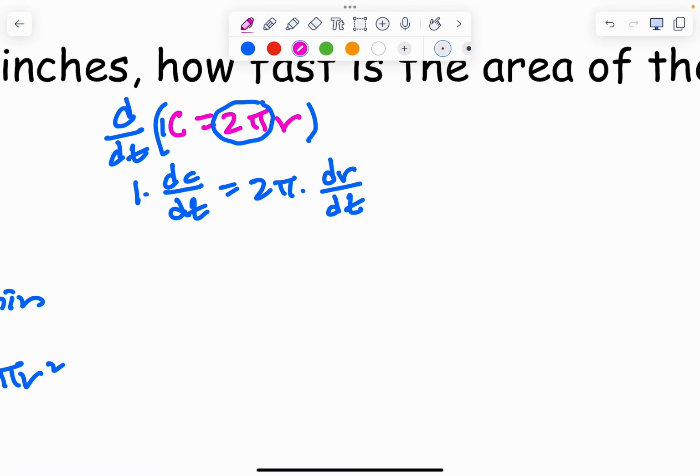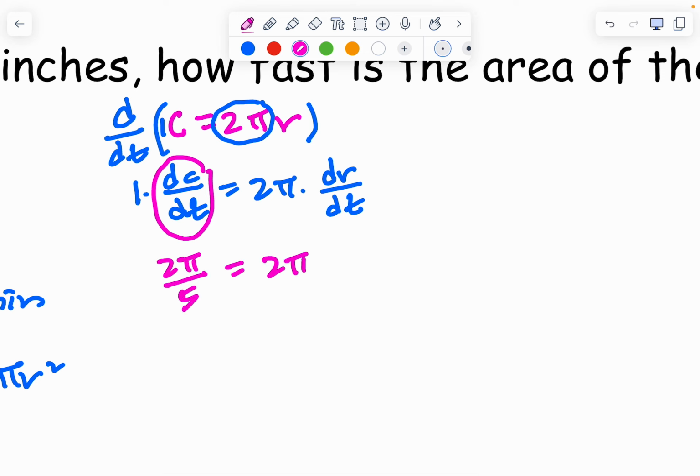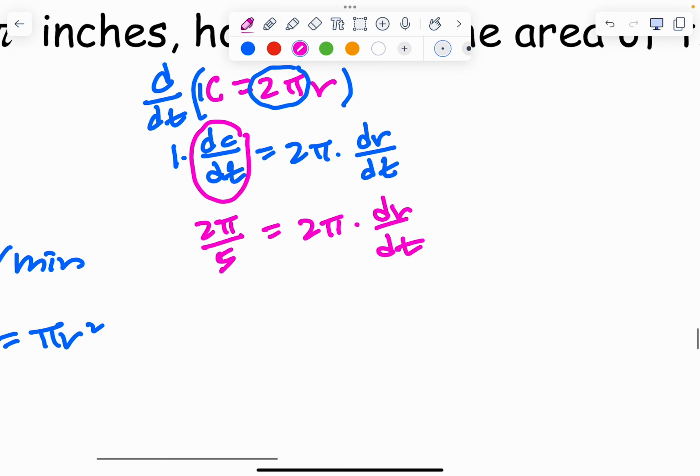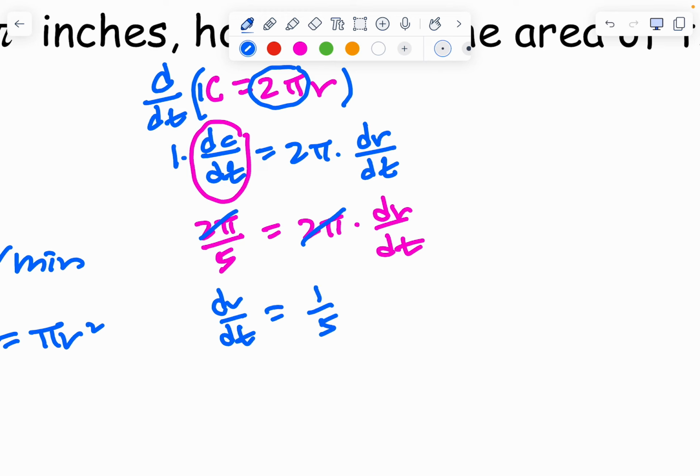So let's see what I know so far. From the given information, wasn't dC over dt given to us? Okay. So we know that was what? 2 pi over 5. And then leave the right side alone. What is on the left and the right that is identical right now? Cross it off. Then we have understood 1 right here. So dr over dt is equal to 1 over 5. Let's see if that's going to be helpful with the next equation.